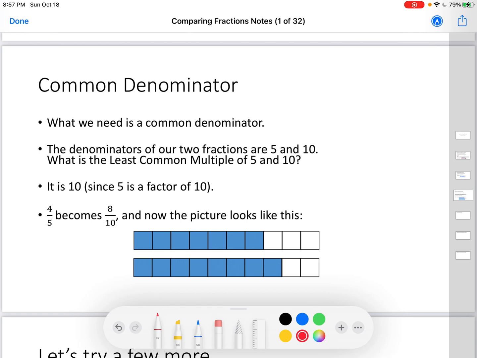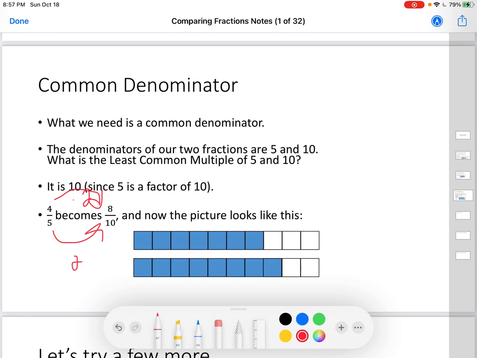So what we need to do is change them to a common denominator. When the denominators of two fractions are 5 and 10, we need the least common multiple of 5 and 10. Hence it is 10, since 5 is a factor of 10. So 4/5 becomes 8/10: 4 times 2 over 5 times 2.